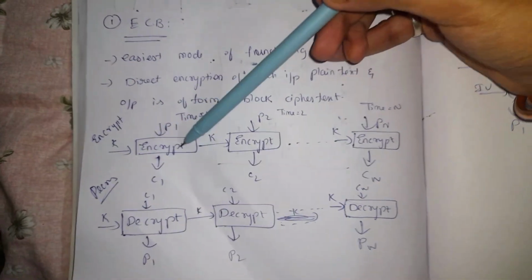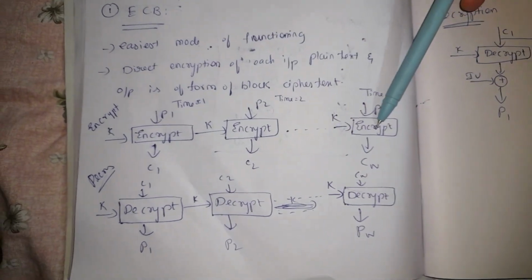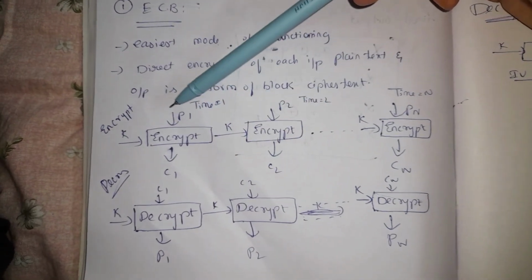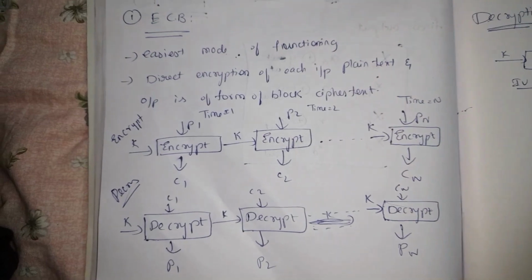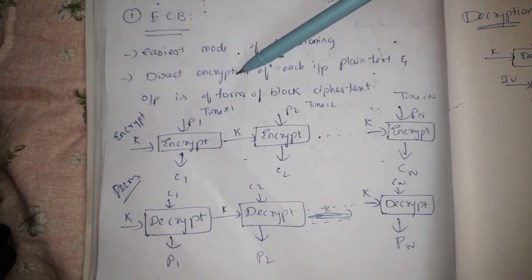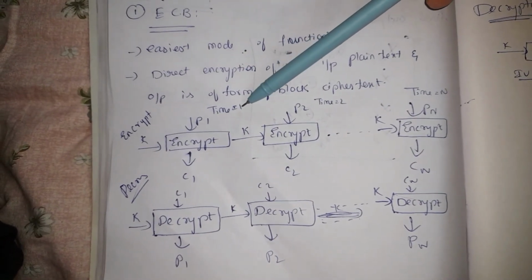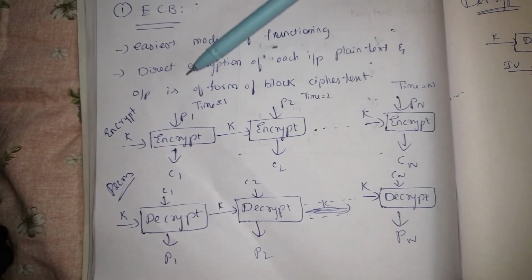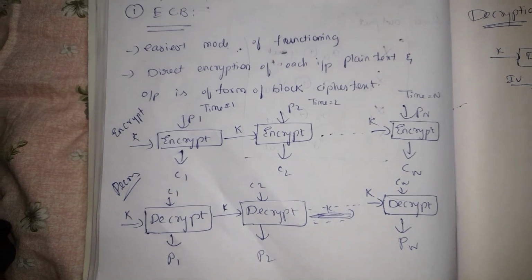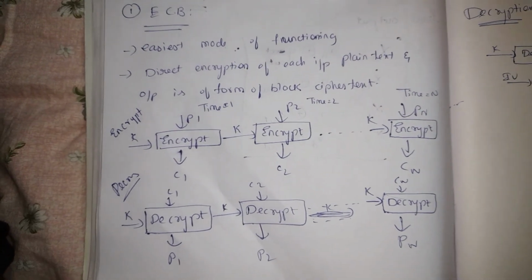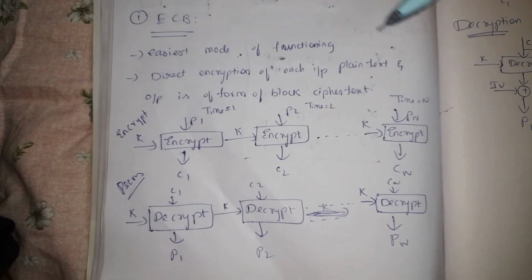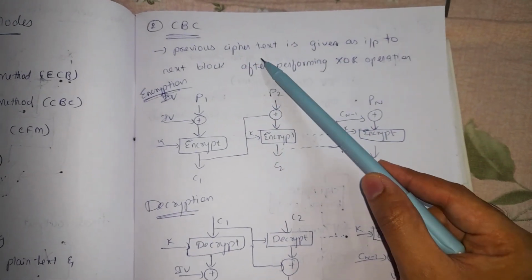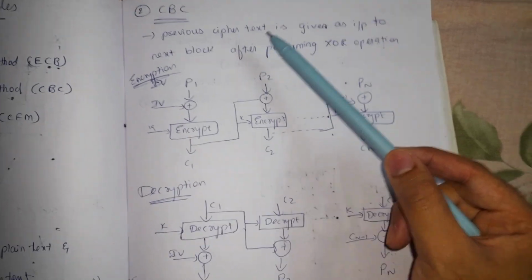Now here, as we can see, there are a total of n blocks, and in each block a cipher text is generated with the help of plain text and key. This is the first instance of time, the second instance of time, and the nth instance of time. There are no other operations, so that is why it is called the simplest mode of functioning of block cipher.